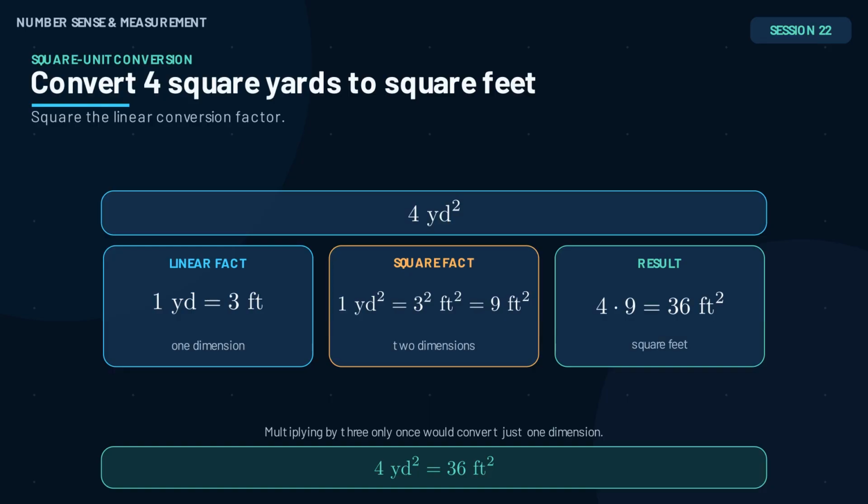Convert 4 square yards to square feet. 1 yard equals 3 feet, so 1 square yard equals 3 feet times 3 feet, or 9 square feet. Multiply 4 by 9 to obtain 36 square feet. The linear factor is squared because area has 2 dimensions.